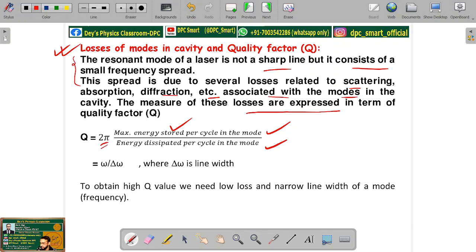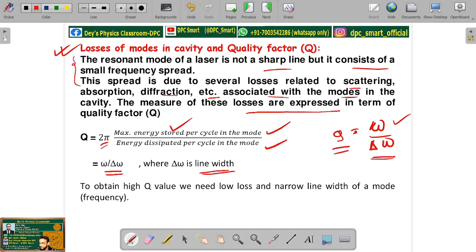That is, the total maximum energy per cycle stored in that mode divided by the total energy dissipated in that mode, which is also equal to omega by delta omega, where delta omega is the line width or the frequency spread. So Q equals omega divided by delta omega. That means the principal angular frequency divided by the angular frequency width or spread.